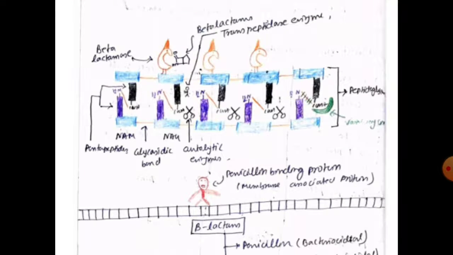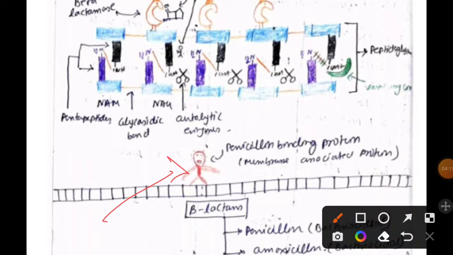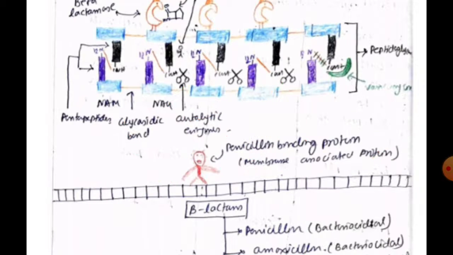First of all, I want to discuss a protein named penicillin binding protein, which is already present on the cell membrane of the bacteria. It is a membrane associated protein. Whenever we add penicillin, the penicillin will bind here. Upon binding, it stimulates the penicillin binding protein, and this stimulated protein will activate these scissors, which are nothing but autolytic enzymes. This autolytic enzyme causes the lysis, or destruction, of peptide bonds and glycosidic bonds.